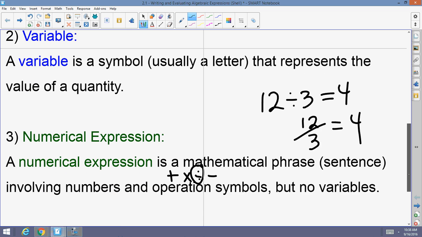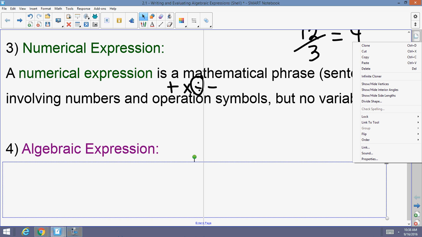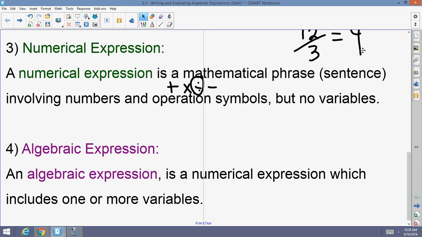Okay, and now an algebraic expression, good news, it's very similar to a numerical expression. An algebraic expression is a numerical expression which includes one or more variables. So if I throw a variable into a numerical expression, now it is called an algebraic expression.